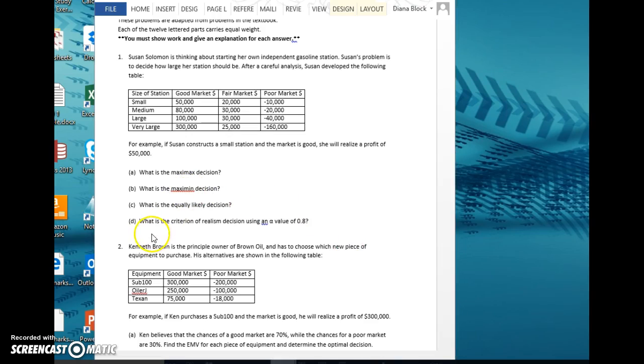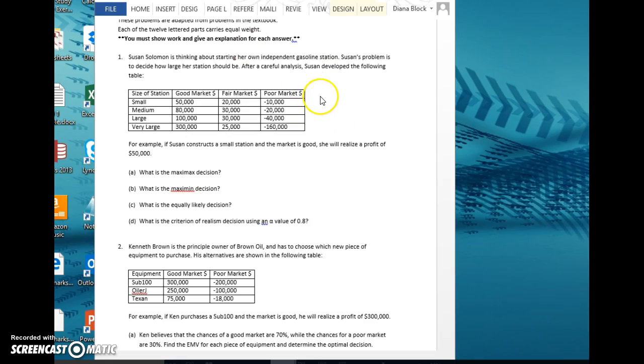And so then the last one says, what is the criteria of realism decision? And so that is explained in your textbook on page 69, and what we're talking about there is the weighted average. The criteria of realism is kind of a compromise between the most optimistic and the most pessimistic decision. And so you also have a formula that you're going to use to calculate that as well.